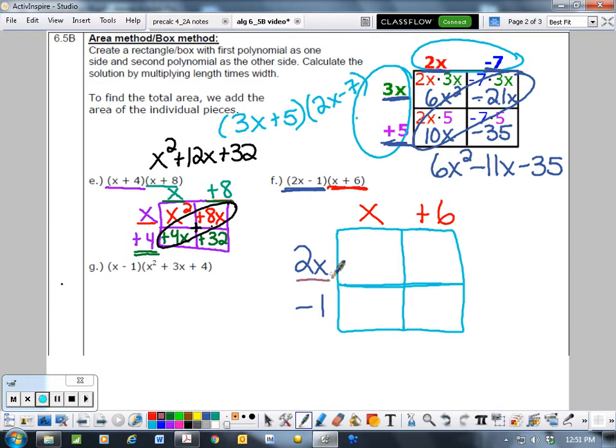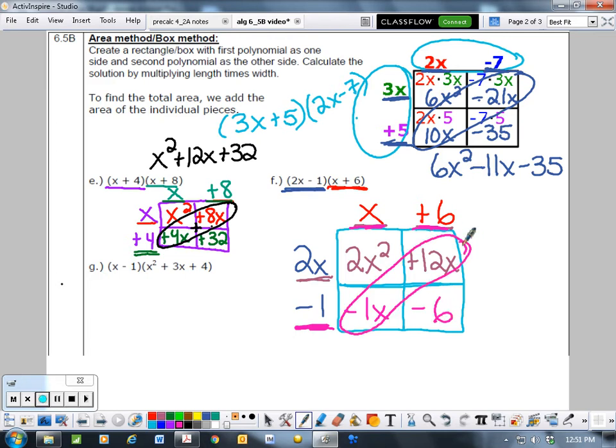So 2x times x is 2x squared. 2x times 6 is 12x. And I'm going to move to another color. So negative 1 times x is negative 1x. Negative 1 times 6 is negative 6. And again, on the diagonal, we have those like terms. So we get 2x squared. Then combine the like terms, negative 1x plus 12x. Or we can look at it backwards. 12x minus 1x is 11x. And then minus 6. And that's our final answer.